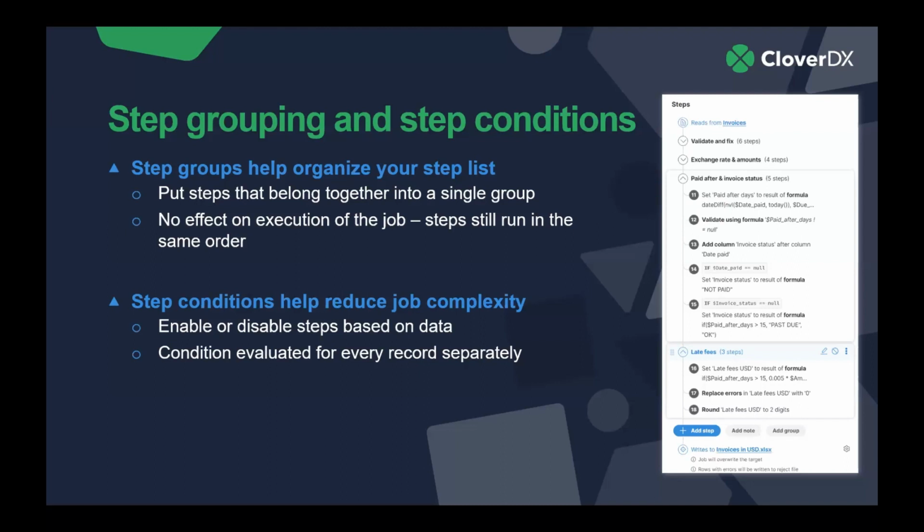Step conditions are similar in that they help you build more complex transformations by basically allowing you to enable or disable steps based on a condition. This condition is evaluated for every row that you process. Whatever the condition is, right now it's a formula, it will be evaluated, and if the formula is true, the step or the whole step group will be executed. If not, it will be skipped.